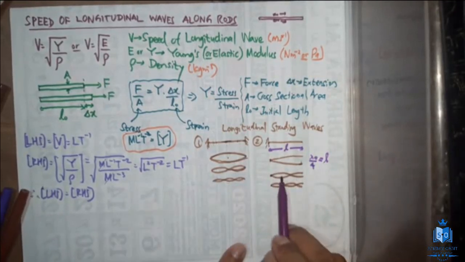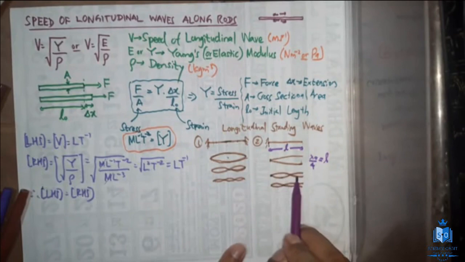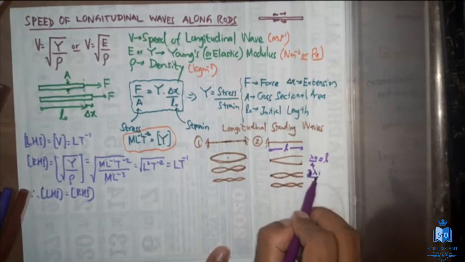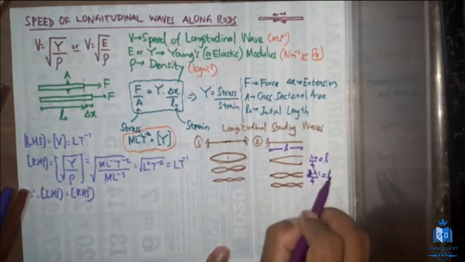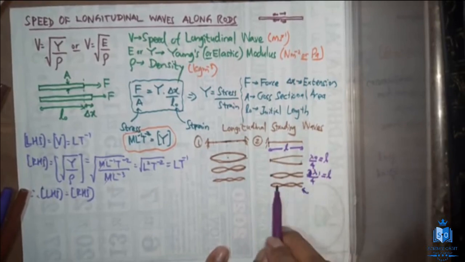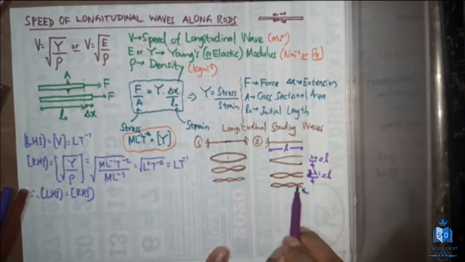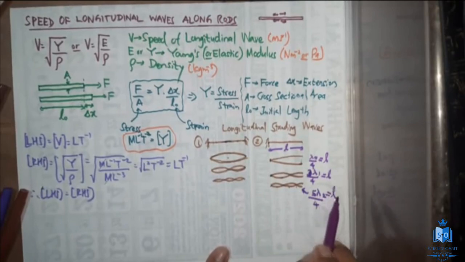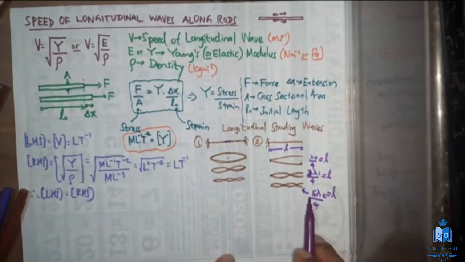Now here we have one loop and half a loop. So this one is actually 3 lambda 1 by 4, correct? 3 lambda 1 by 4 equals L here. And if you take this one, it's going to be 2 loops, that is lambda, and another half loop, that is lambda by 4, altogether 5 lambda 2 by 4 equals L. That's how it's going to look.